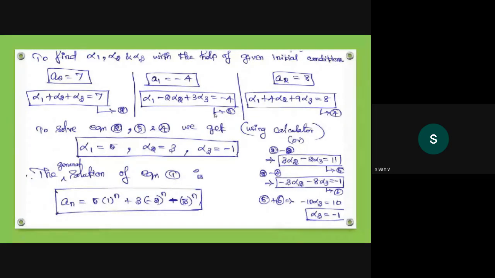You get alpha 1 equal to 5, alpha 2 equal to 3, alpha 3 equal to minus 1, and substitute these values here. 5 into 1 power n plus 3 into minus 2 whole power n, 3 into. This is the solution. Any doubt here?